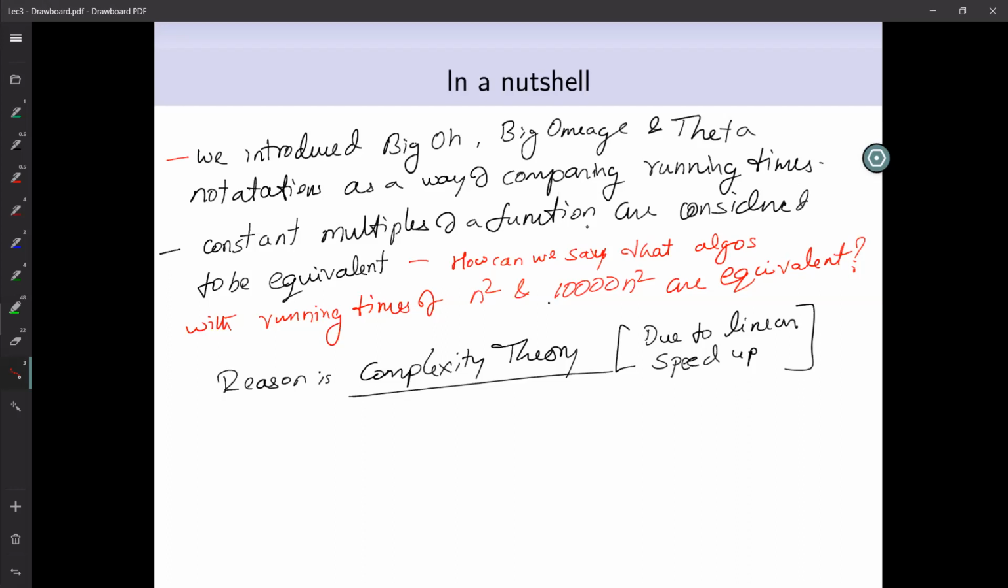So all constant multiples of a function are equivalent to each other with respect to big O, big omega, and big theta notations. Okay, good.